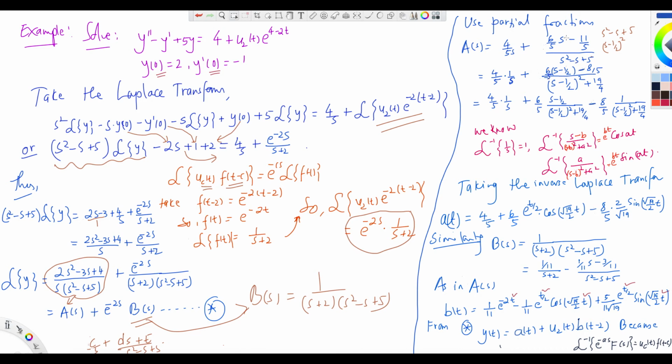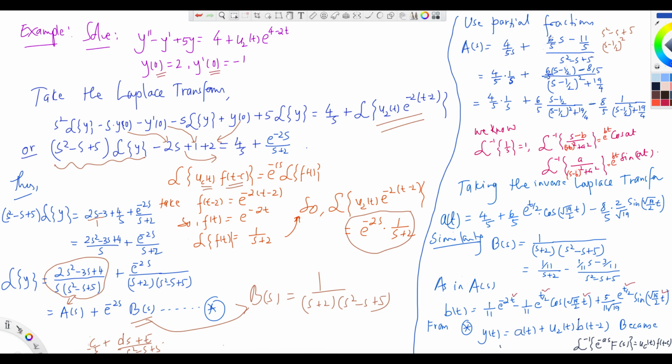So since there is s in the numerator, because we know the formula is (s minus b) over (s minus b) squared plus a squared is e to the bt cosine at. Okay, so you want to write it in the s minus b form. So what should b be then? Because when you complete the square of the denominator, you get (s minus 1/2) squared plus 19 over 4. So you want to write the numerator in the form of s minus 1/2.